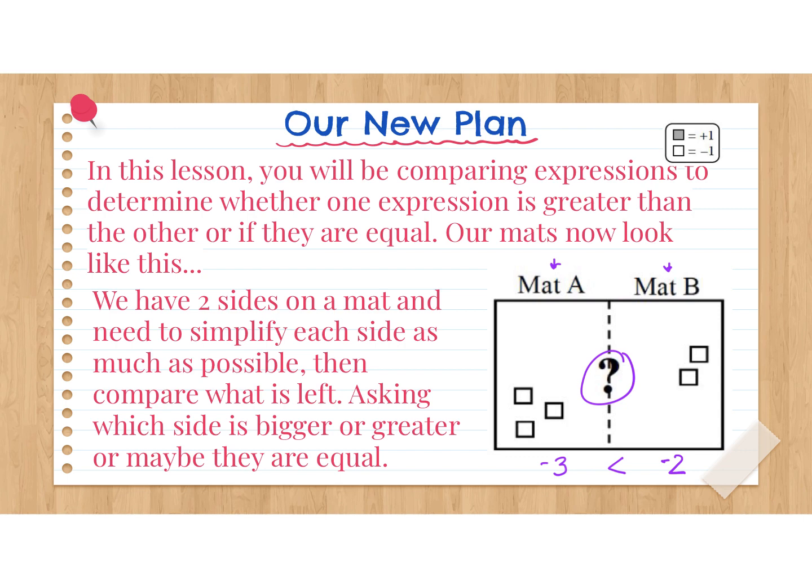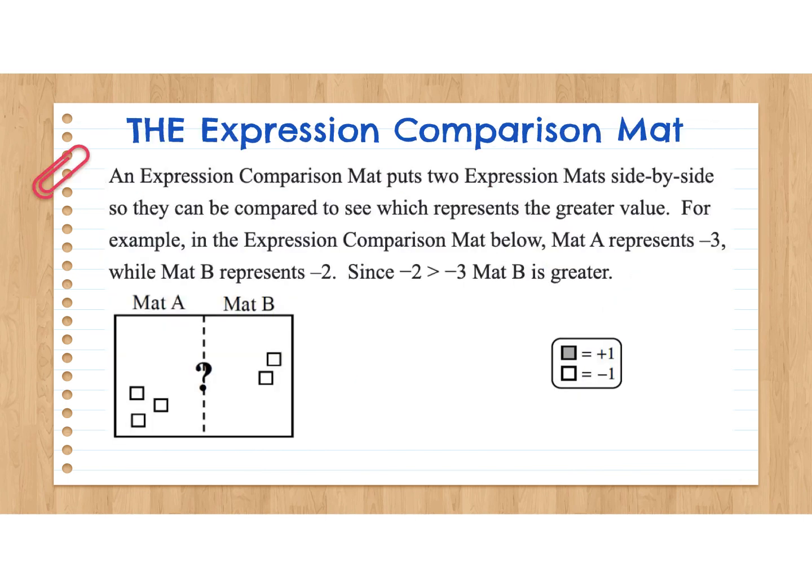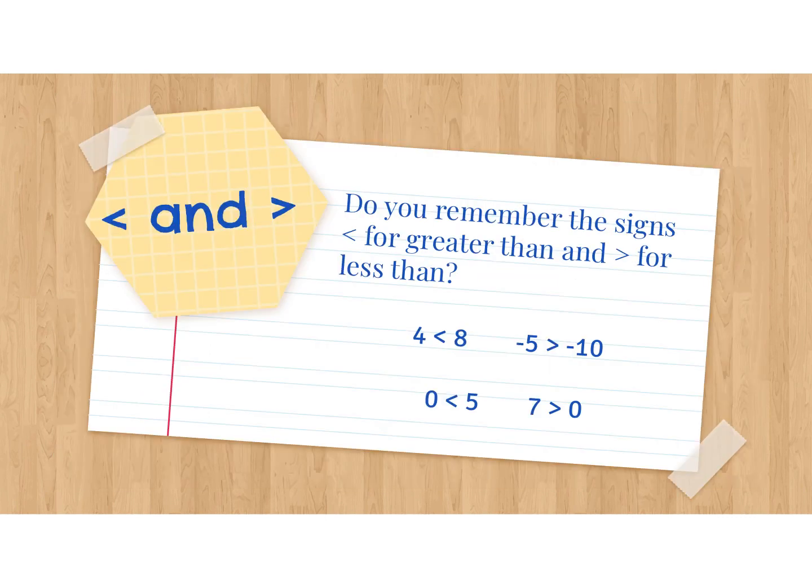Let's add some complexity. Okay, do you remember our signs for greater than and less than? We're going to take a minute here to talk about that. 4 is less than 8. The little spot goes to the number that's less.